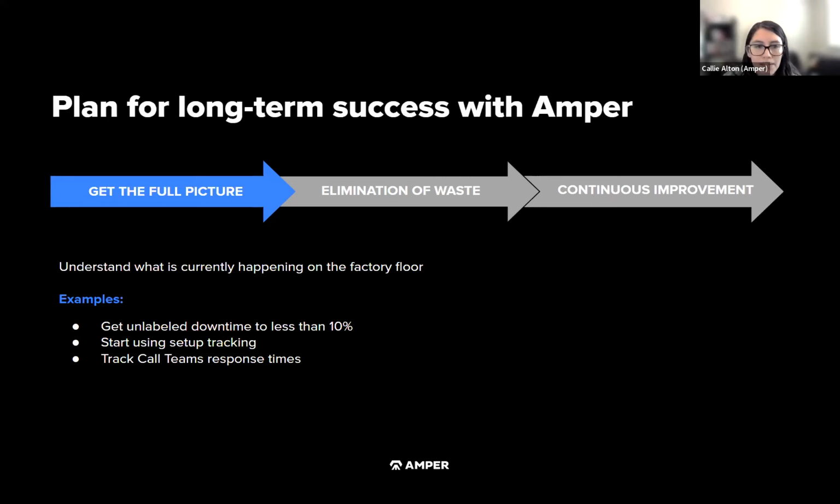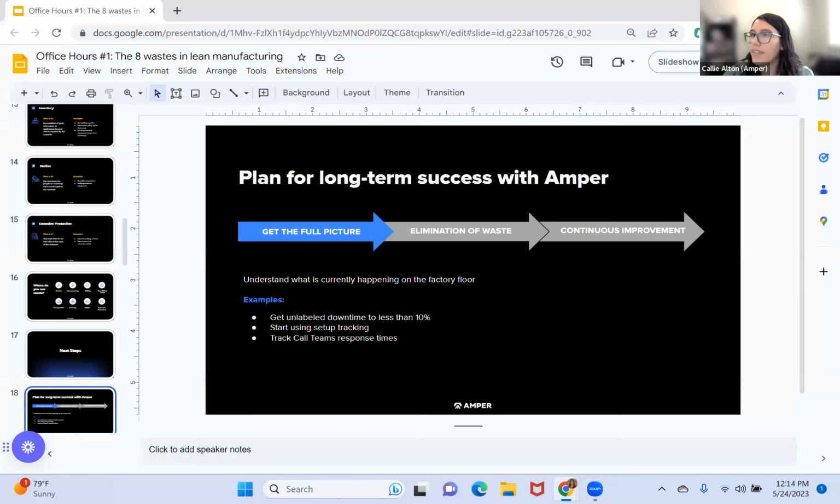For this, Amper recommends starting to do downtime labeling. Our goal for this is for you to have your downtime unlabeled less than 10%. We also recommend you can start using setup tracking and then track your call response times. And here I'll actually exit out of this and I'll pull up the Amper.